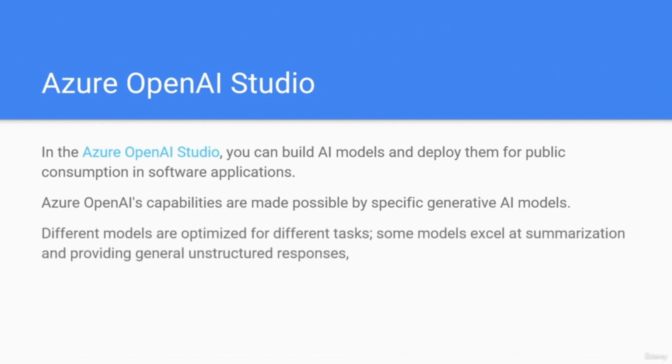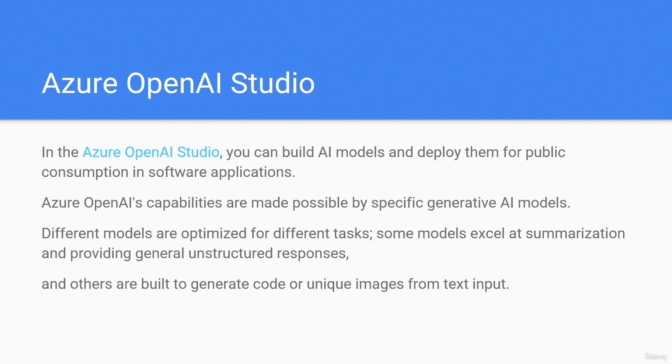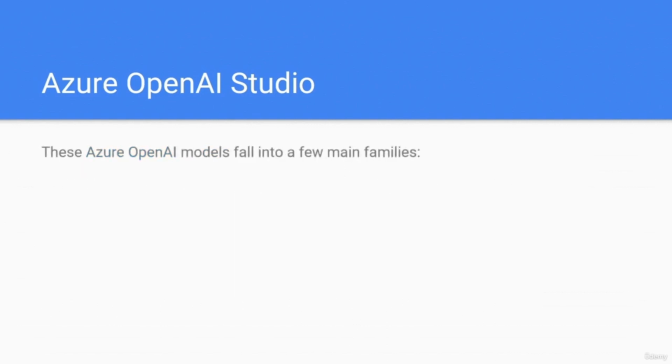Different models are optimized for different tasks. Some models excel at summarization and providing general and structured responses, and others are built to generate code or unique images from text input. These Azure OpenAI models fall into a few main families: GPT-4, GPT-3, Codex, Embeddings, DALL-E.